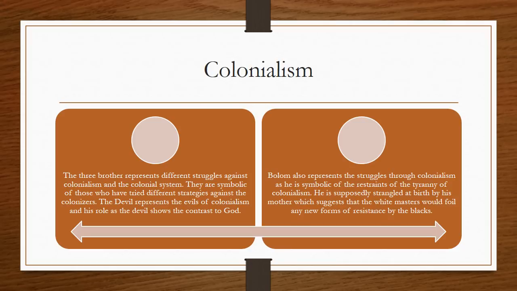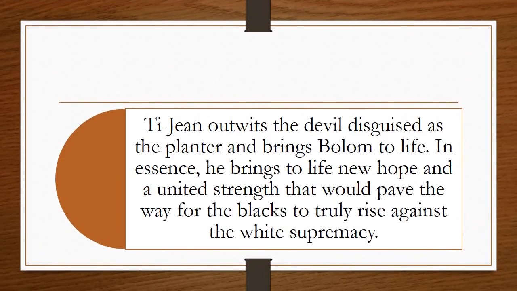He is supposedly strangled at birth by his mother, which suggests that the white masters would foil or destroy any new forms of resistance by the blacks from an early stage. Tijan outwits the devil, who is disguised as a planter, and brings Bolum to life. In essence, he brings to life new hope and a united strength that would pave the way for the blacks to truly rise against the white supremacy.